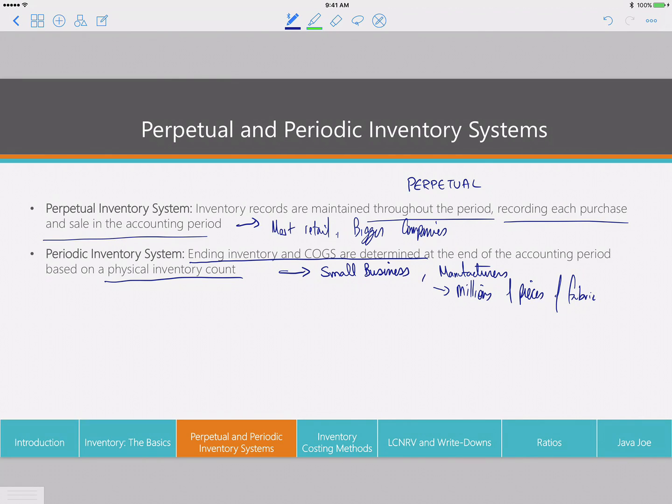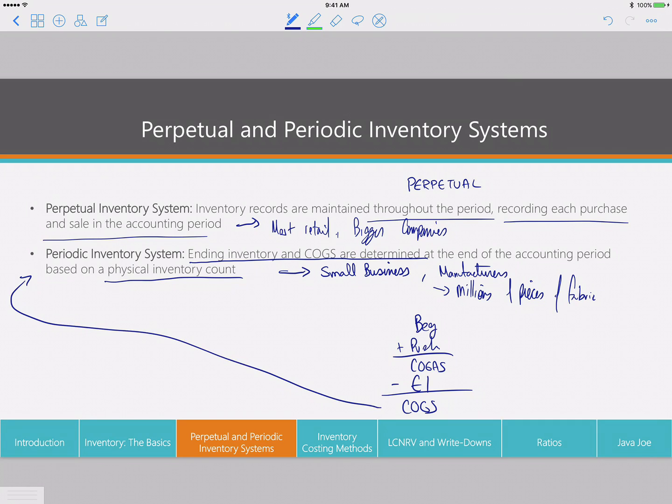Rather, at the end of the period, you know what you started with, you know what you bought, so you just count what you have left, and whatever is the difference is what you would count as your cost of goods sold, right? So you have your beginning plus purchases gives you your goods available for sale. Then you do your inventory count, and that gives you your cost of goods sold.